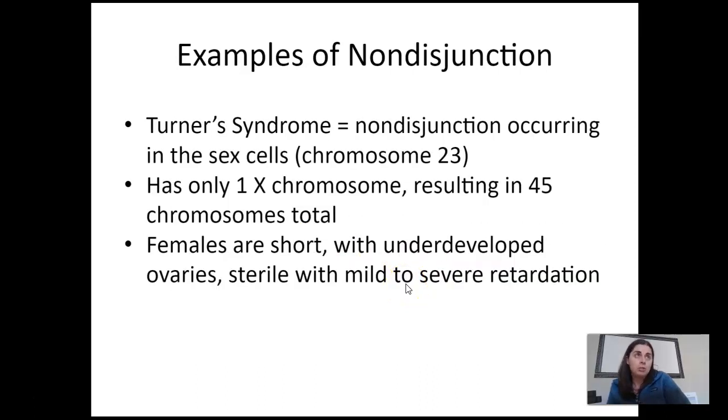Next, we have Turner syndrome. So this one is non-disjunction occurring in the sex cells again, so chromosome 23. Instead of having 2 X's, though, you have only 1 X chromosome. So instead of having 46, you'll have 45. So Klinefelter's is extra chromosomes, Turner's is less. So this one has 1 X chromosome for your sex chromosome. There is no Y. That means you will be female. And females with this disorder are generally short with underdeveloped ovaries, and that means they'll be sterile, and they will also have mild to severe retardation.